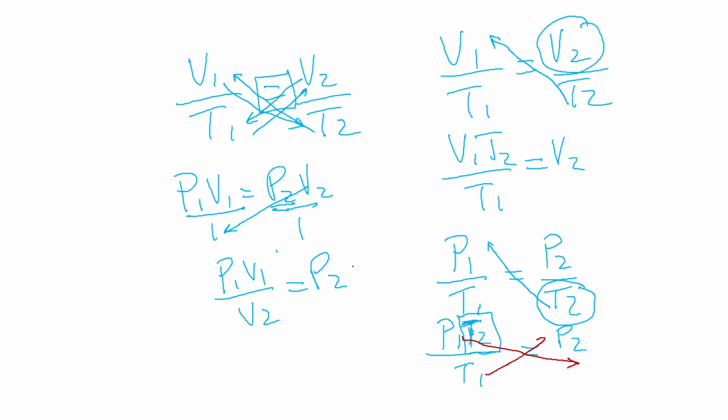The T1 would go to the top. And that would give you T2 is equal to P2. We moved T1 to the top and we moved P1 to the bottom. So that's how you could quickly rearrange these equations by moving things in opposite locations. So wherever they go across the equal sign, they will end up in the opposite location.